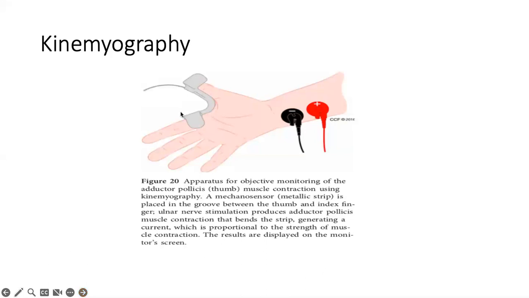Kinemyography, which is what I'm going to show you in the videos, is what we mainly had in our institution. Same thing, electrode negative is distal, positive is proximal. And then you have this device that you attach here to the thumb and the index finger. So it has what we call a mechanosensor. The machine is able to interpret this movement in the thumb and is able to tell you the level of muscle relaxation.